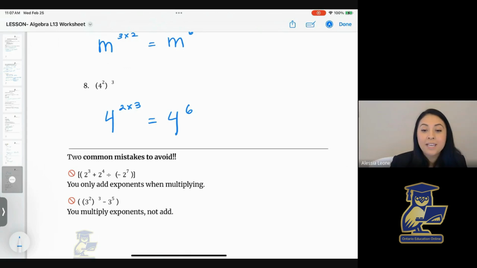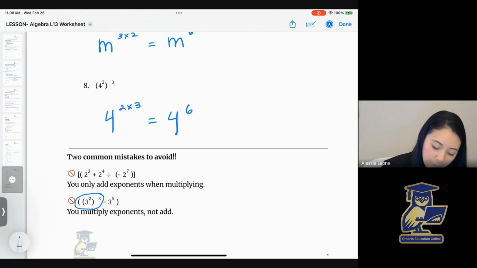At the end here, there are 2 common mistakes to avoid. So you only add exponents when you're multiplying. Okay, that's it. And the second one, you multiply exponents when it looks like this, the power of a power. You multiply exponents, not add. The common mistake is that you see that and you instinctually want to add them, but we have to remember that you only add exponents when you're actually multiplying 2 separate bases. So this is a power to a power, that's different.